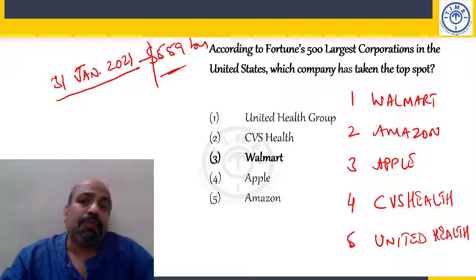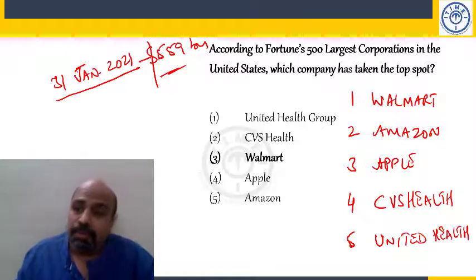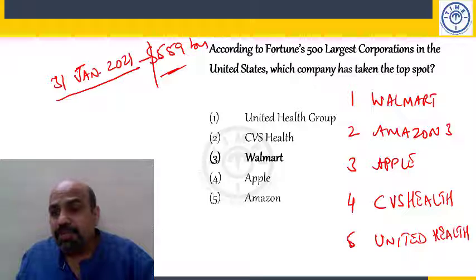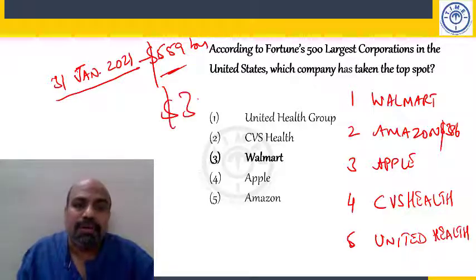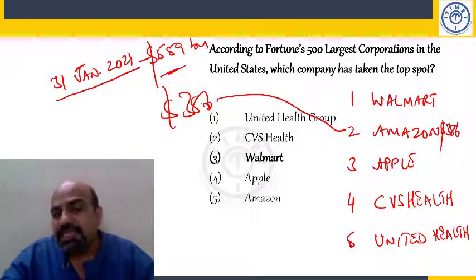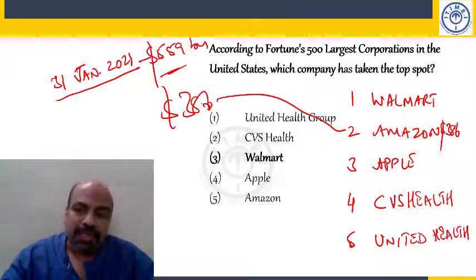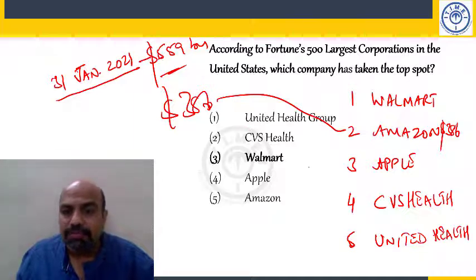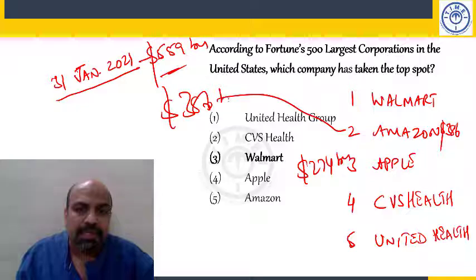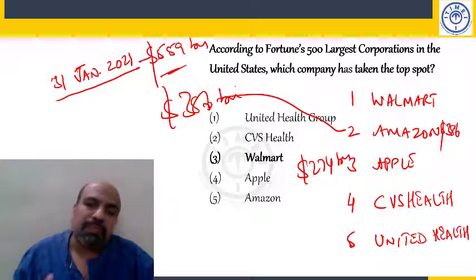Now, Amazon is not a small company either. Last year, its sales were about $386 billion. Amazon. And it's the world's biggest internet company. Let me bring in Apple as well. Last year, the sales were $274 billion. You can imagine how big these companies are. These are huge companies.